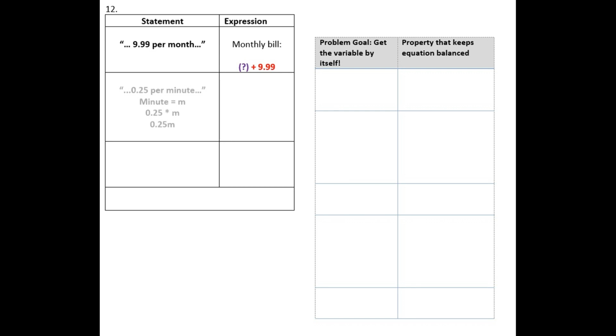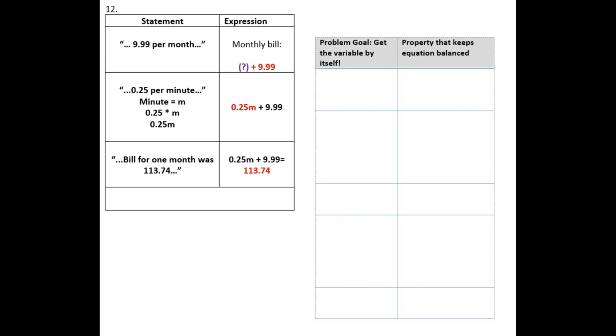This is a very affordable plan. I wish I knew where I could get one for $9.99 a month. All right, so we have 25 cents per minute. And this must be where they make their money back. 25 cents per minute plus $9.99 equals your bill for a month. And we know our bill for 1 month was $113.74.